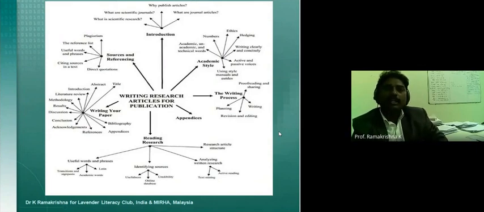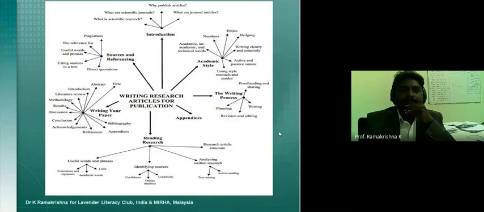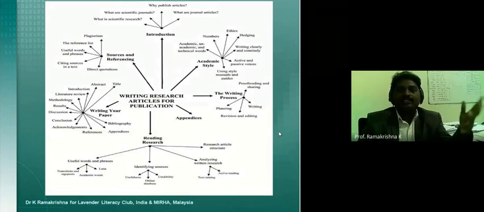Why should one publish an article? Earlier, in industry or everywhere, it is like perform or perish. But in research, it is publish or perish, because if you don't publish, there are chances to lose the rights on it.